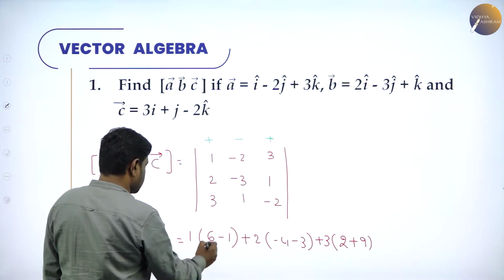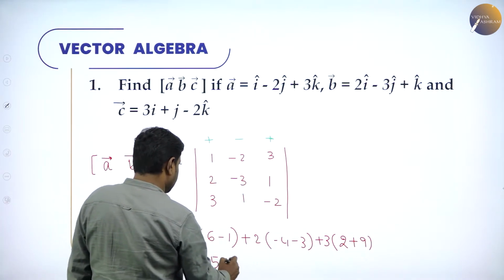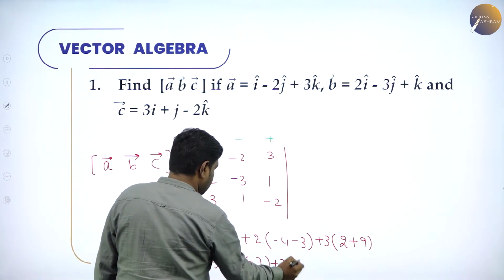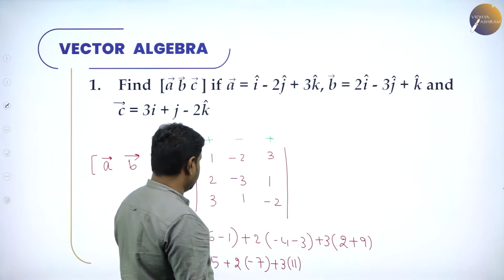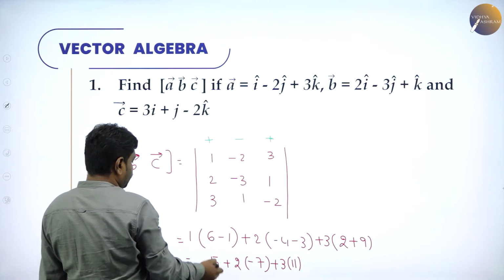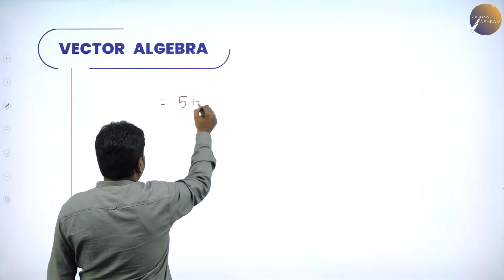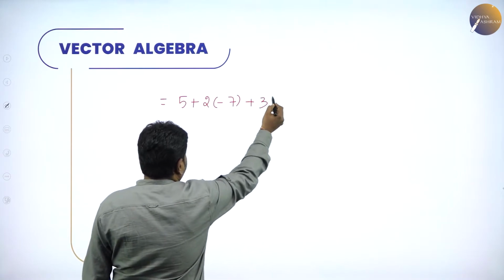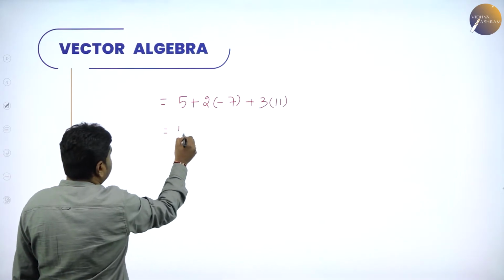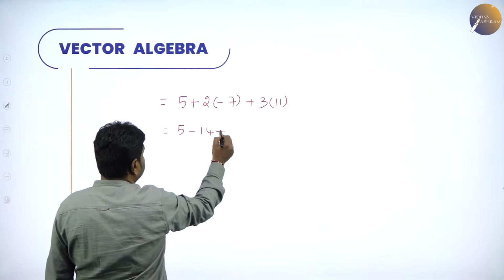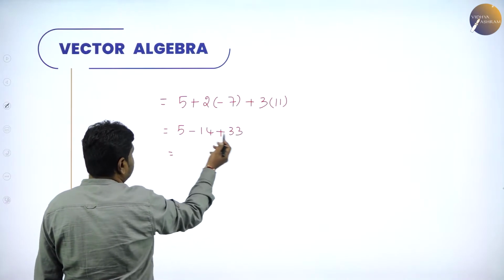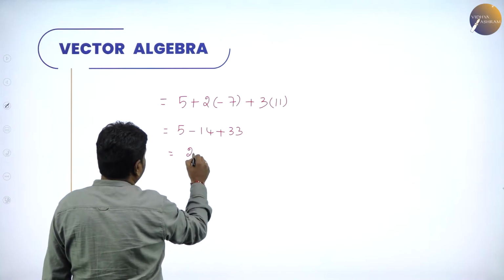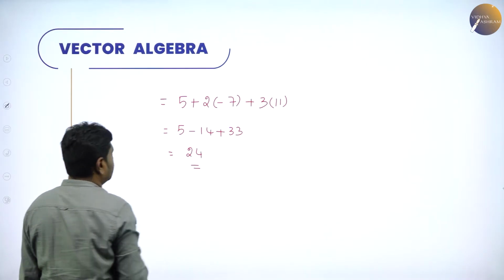Simplify this. 6 minus 1 is 5. 5 into 1 is 5. Plus 2 into minus 7. Plus 3 into 11. Further simplification gives you the value, that is 5 plus 2 into minus 7 plus 3 into 11. So 5 into minus 14 plus 33. 33 plus 5 is 38. 38 minus 14. So that is 24. So that's the value of the box product.